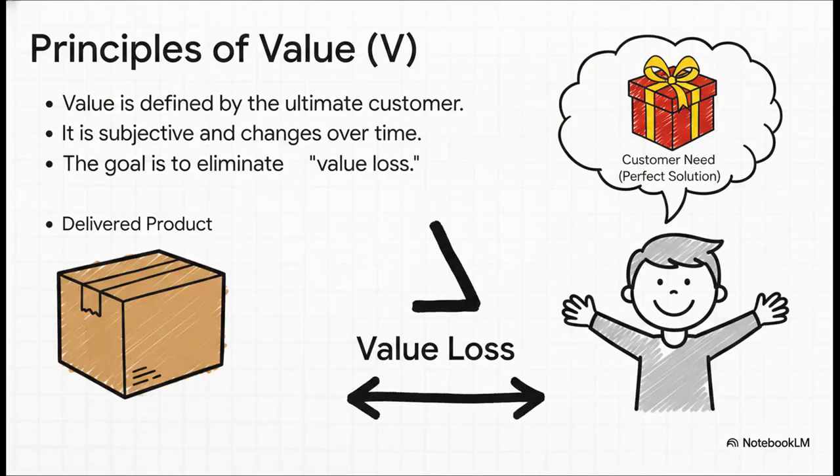And here's the crucial part. Value can only be defined by the ultimate customer, not by us, not by the engineers, not by the designers, by the end user. And that value is often subjective, it's personal, and it can change over time. So our main goal becomes eliminating value loss. That's the gap between what we delivered and what the best possible value for the customer would have been. And to do that, we have to capture all their requirements, both the ones they tell us and the latent ones they don't even know they have yet.